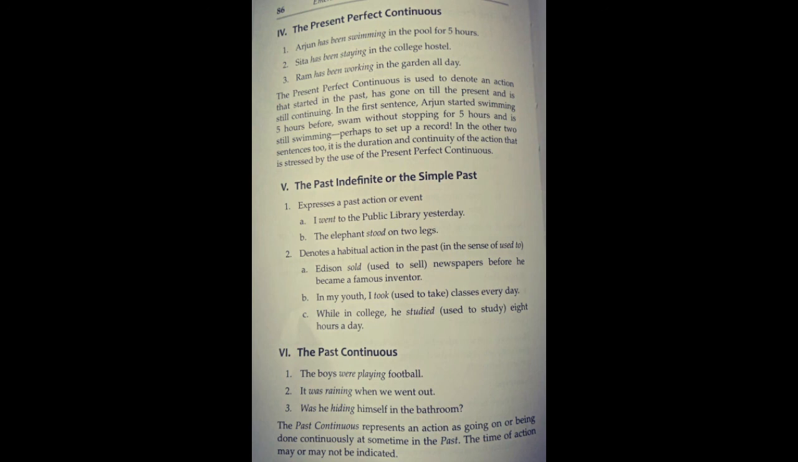So Ram has been working in the garden all day. So he started from the morning, that is the time in the past, and since then he has been working in the garden only. So we are telling about an action which has begun in the past and still it is continuing. It has not yet completed. So they are continuing with that action. In that form we use the present perfect continuous tense.